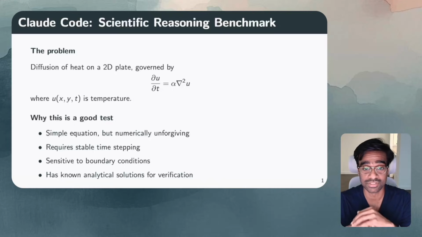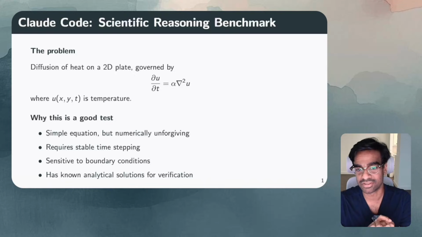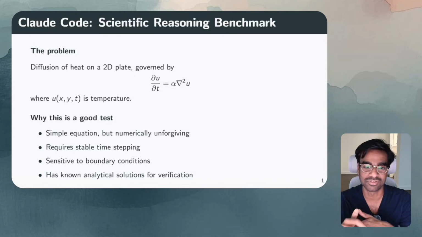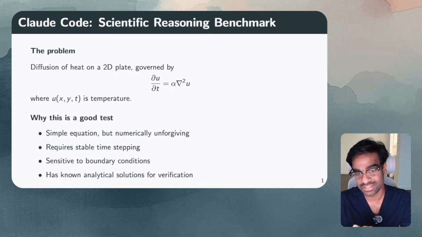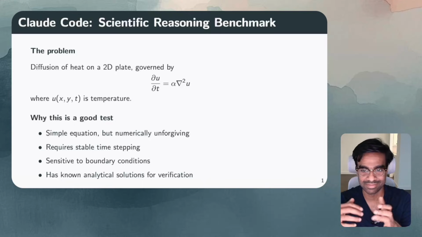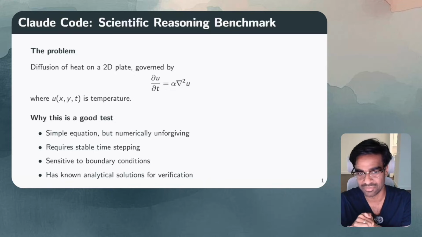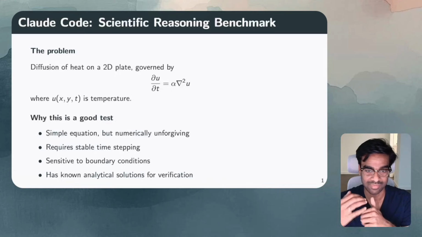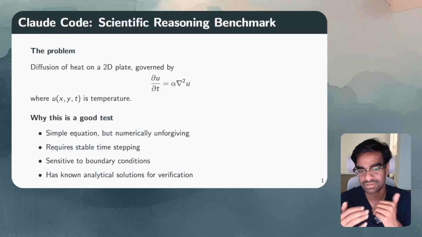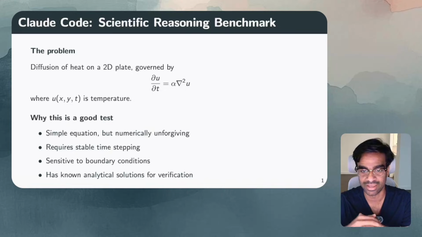In this video, I want to test exactly that: how well an agentic coding system performs when asked to solve a physics problem using code. We'll use the two-dimensional heat equation as our test case. It's a simple diffusion equation, but it's surprisingly good as a benchmark because getting it right requires reasoning about numerical stability, about boundary conditions, and also requires validation with an analytical solution because we have one for the 2D heat equation.